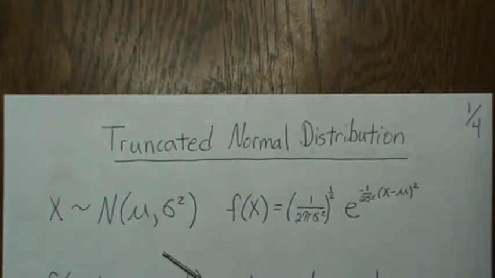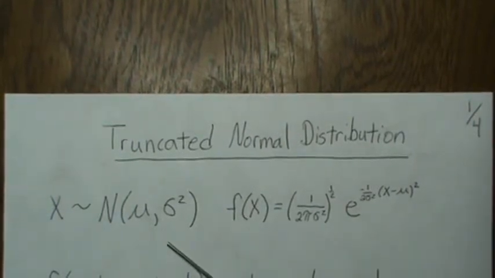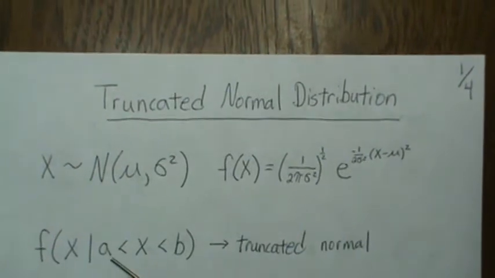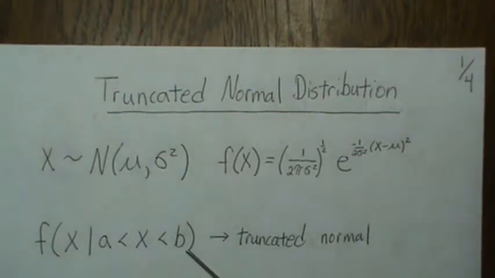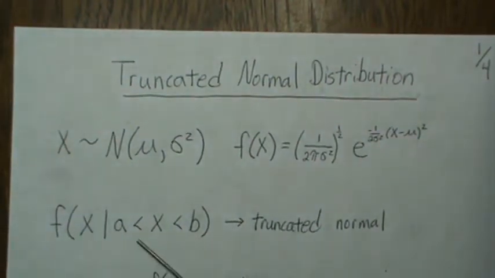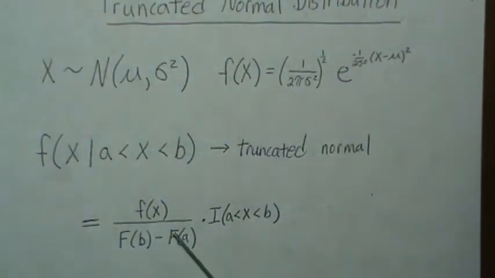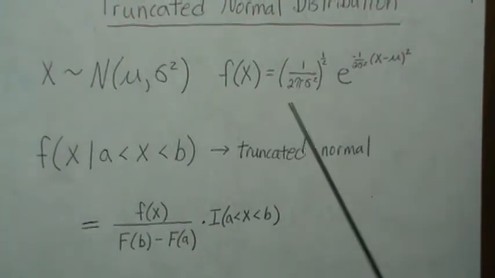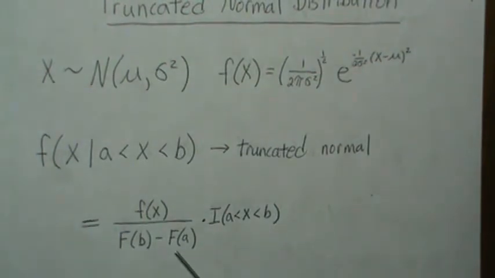A truncated normal distribution means that we have just a normal distribution, but then we restrict it to an interval. And these could be negative infinity or infinity. And so it's f of x restricted to some interval. The density for that is just f of x, which is the normal density, normalized over capital F of b minus capital F of a. And this is an indicator function that indicates that it's 1 when we're between a and b and 0 otherwise.